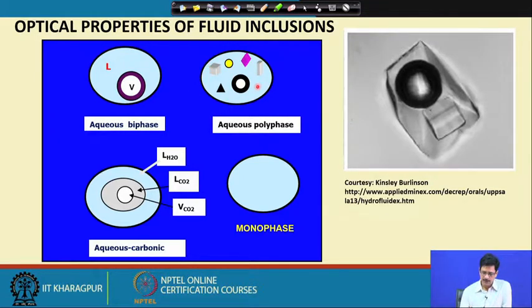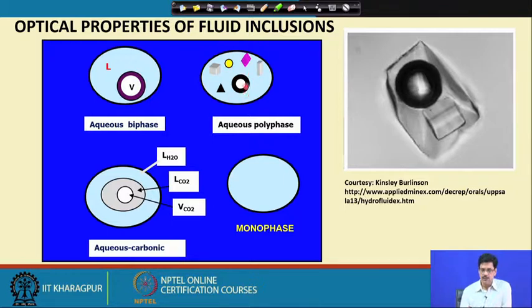Then there is another type of inclusion, which we also call polyphase inclusion. In addition to the liquid, shown here in light blue, and the vapor, they can have one or more solids present in them. They are well identifiable because, as we see them in micron thickness, like any other solid in a thin section, they can be identified because they have a contrasting refractive index compared to the liquid medium in which they are dispersed.